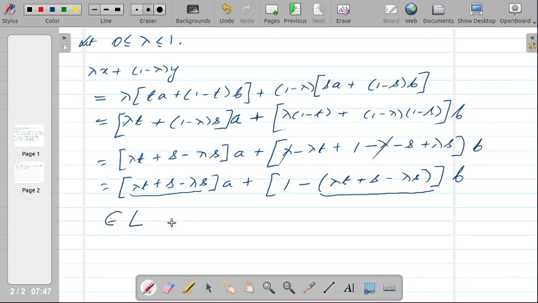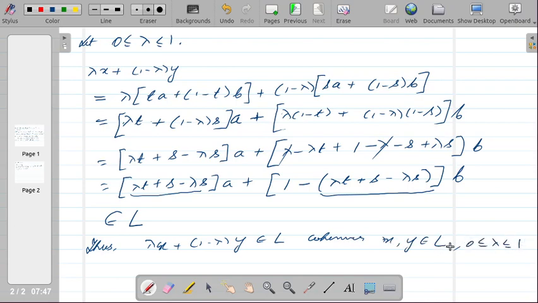Okay, so because what are the points in L? The points in L are of the form some scalar into a plus 1 minus that same scalar into b. So this belongs to L. Thus lambda x plus 1 minus lambda times y belongs to L whenever x comma y is in L, and 0 less than or equal to lambda less than or equal to 1. So this is satisfied. Therefore, L is a convex set. So any straight line is a convex set. That is obvious.